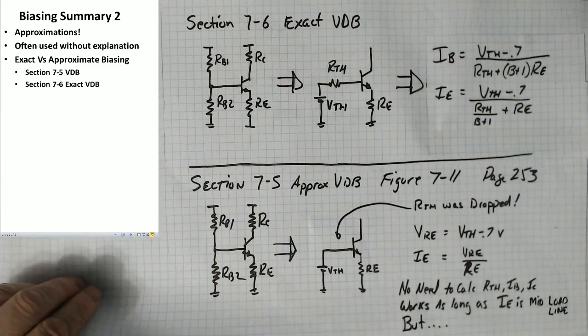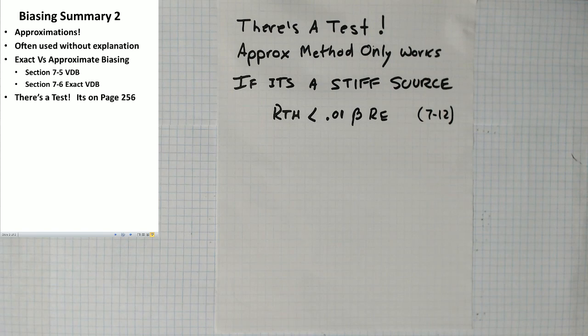A little later on in the text, he tells you that there is a test. And everyone hates tests. It's on page 256. Essentially, the reason there's a test is that the approximate method only works if the voltage source that's driving the base is a stiff source. So it only works when RTH is much, much less than beta times RE.